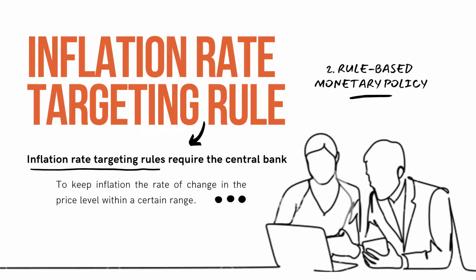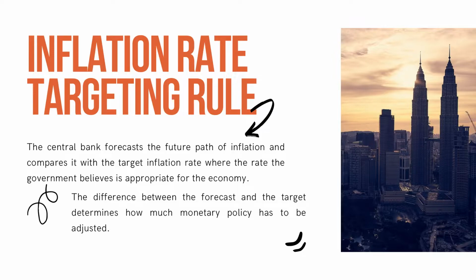The inflation rate targeting rule requires the central bank to keep inflation, the rate of change in the price level, within a certain range. The central bank forecasts the future path of inflation and then compares it with the target inflation rate, the rate the government believes is appropriate for the economy. The difference between the forecast and the target determines how much monetary policy has to be adjusted.